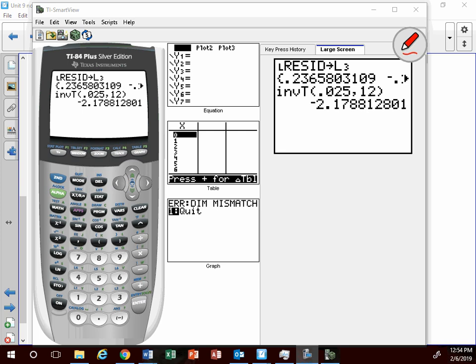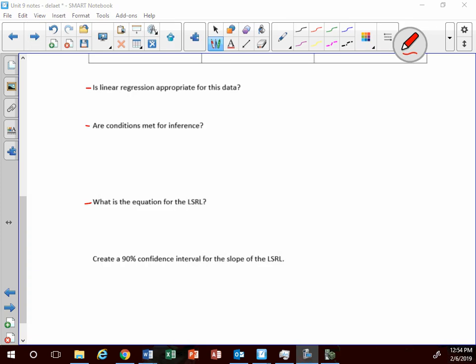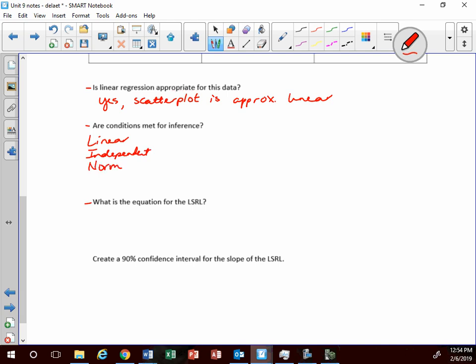Okay, so that is step one here. So yes, scatter plot. It is approximately, roughly linear. Okay, conditions. You had to go through linear, independent, normal, equal variance, random. So the first four guys was the residual plot cloud.